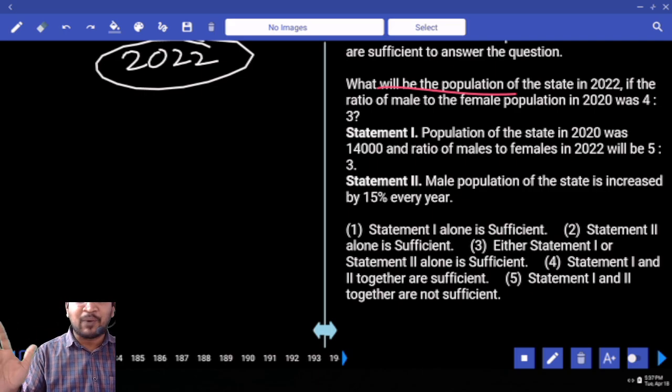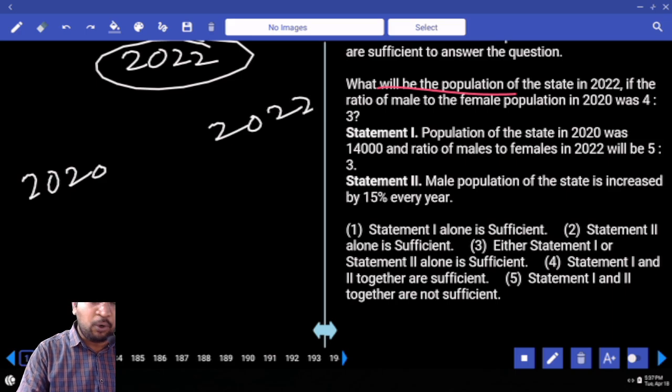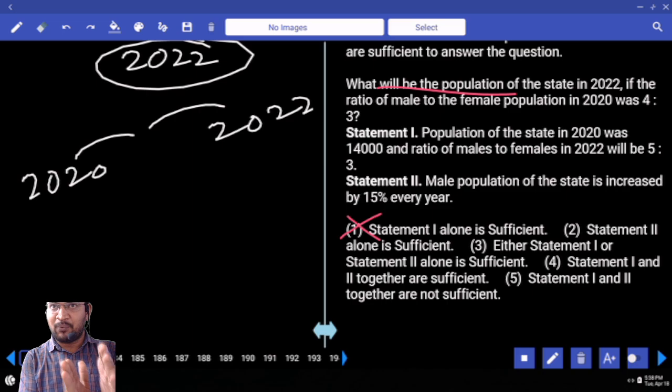For 2022, we don't know how much increase is there. That is the reason it's not possible to find out by using statement 1 alone. All of you clear? Statement 1 alone is not possible. Next, how to check statement 2 alone first, then only how to combine. Initially, verify statement 1 alone or statement 2 alone. Later, if it is not possible, then only combine. Now check statement 2.